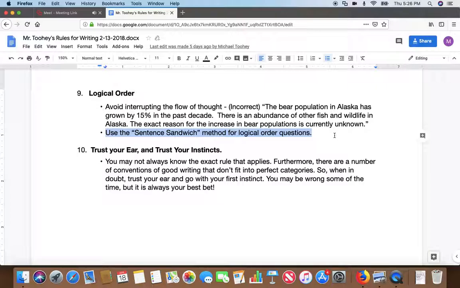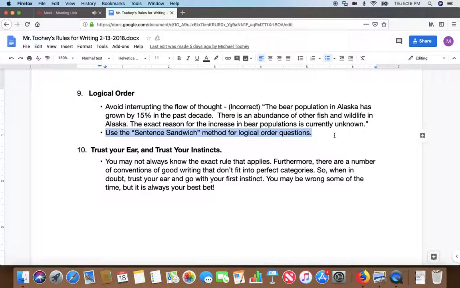And then lastly, trust your ear and trust your instincts. You don't always know the right rule. And if you read an answer choice and you're just like, man, that's just awful, you don't even have to necessarily know exactly why it's wrong. If you're just like, that just sounds terrible, I know that's not right, your instincts are probably right.